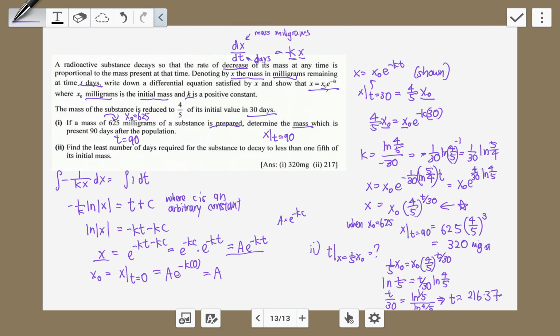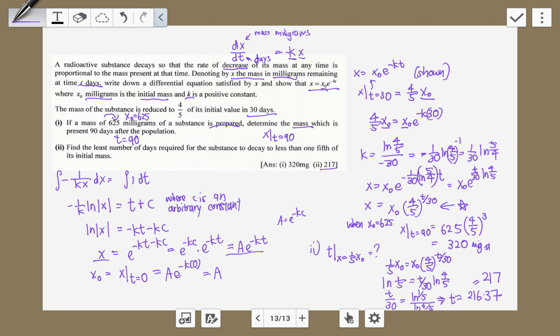So at day 216 itself, it hasn't reduced to 1/5 of its initial mass. So in order to reduce to less than 1/5 of its initial mass, it has to be at least greater than this number of days. So it would be 217. So that is the answer. Let's see if there's a better way of presenting this.